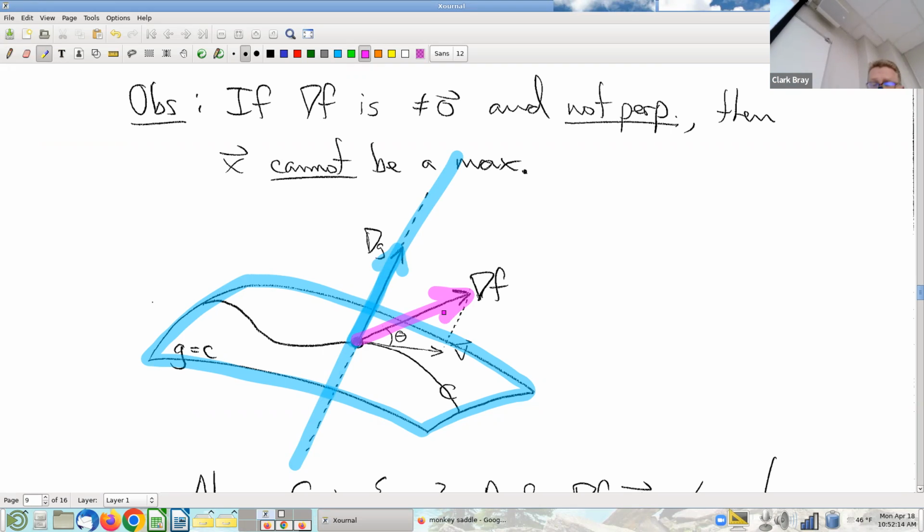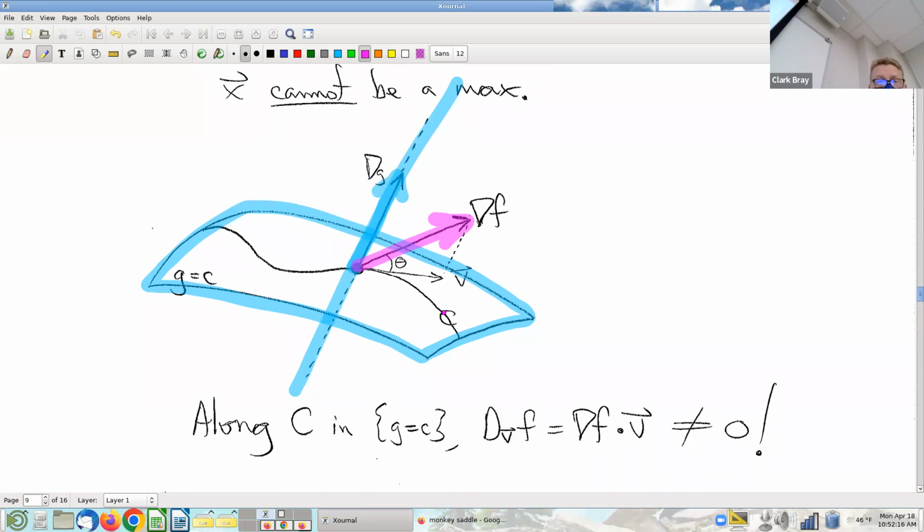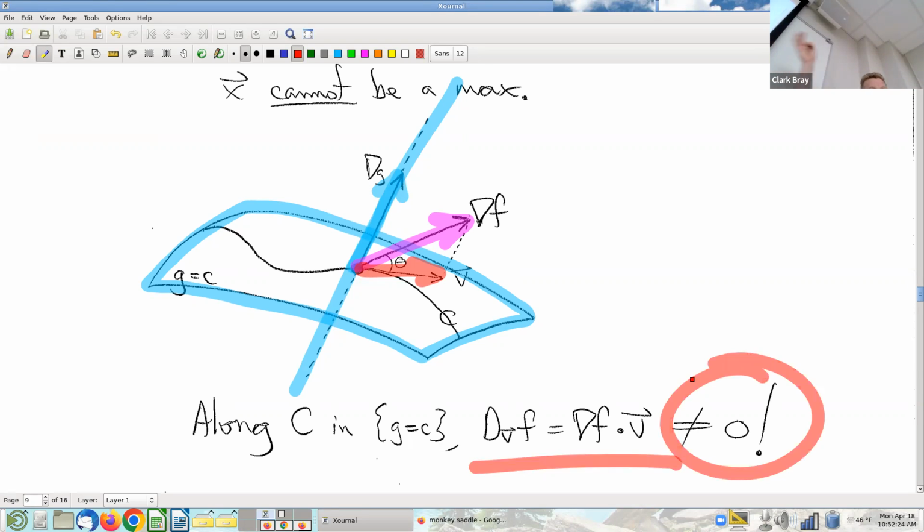And the real easy argument that I'm going to make here is, well, if it's pointing off axis, then it's leaning in a certain direction. I can just go in that direction. And as I go in that direction, the function's increasing. And therefore, this couldn't possibly be a maximum. Check it out. The function's increasing as you go that way.